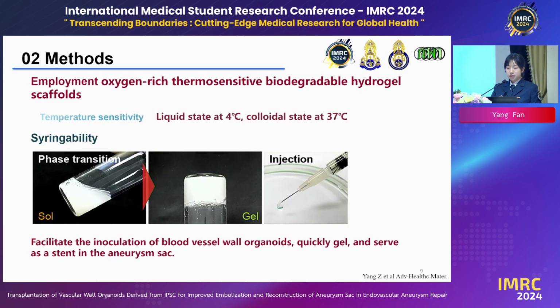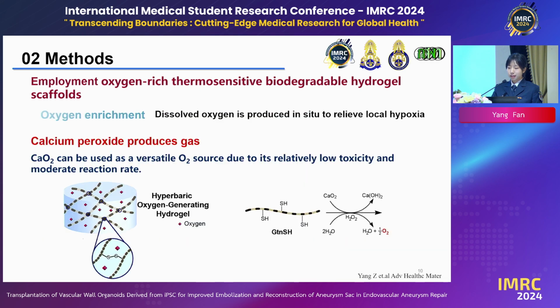We employed an oxygen-rich thermosensitive biodegradable hydrogel scaffold. Its temperature sensitivity is mainly reflected in the liquid state at 4 C and a colloidal state at 37 C, which is convenient for our injection and gel formation of the VWO. Its oxygen-rich property is reflected in its ability to generate dissolved oxygen in situ and relieve local hypoxia. According to the relevant research, we selected calcium peroxide-based hydrogel.